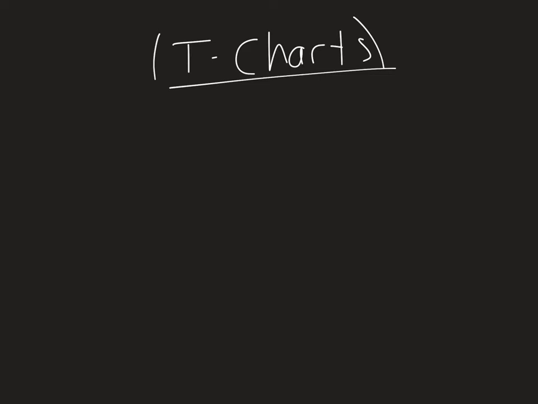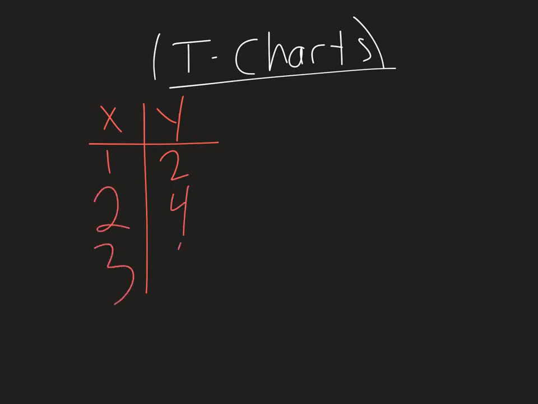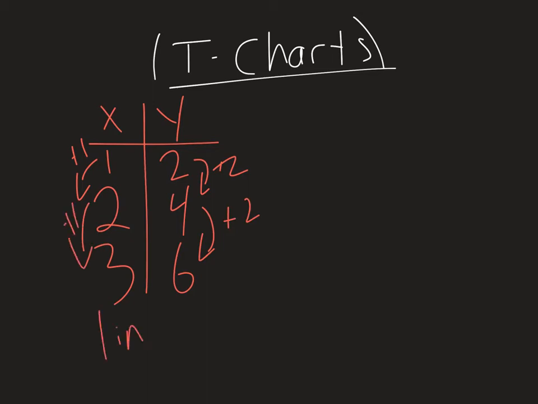If we're looking at t-charts, this kind of ties back to the constant rate of change. So if we have x and y, and let's say we've got 2, 4, 3, 6. Well, x is always adding 1, y is always adding 2, and that pattern holds true. That ratio is always the same, which means that this one is linear. It has a constant rate of change.